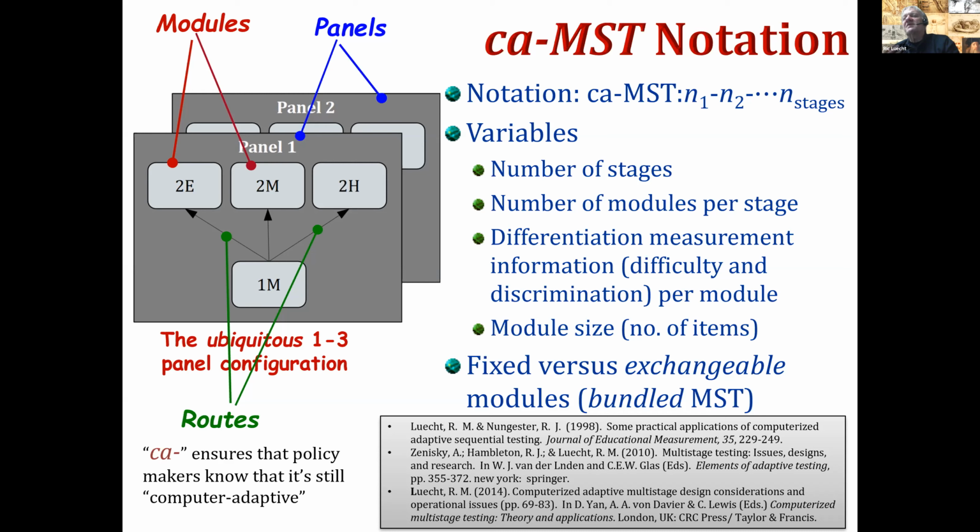Many groups have opted for this simple 1-3 design that you see there, and each module is made up of some number of items, and you route from the easy, medium, and hard at the second stage. Then, as April mentioned, you can go to additional stages. You can also have fixed panels, where all the panels, routes, and items are fixed to that panel as a data object, and it becomes a self-adaptive unit. Or you can have what we call bundled MST, where you create a panel with slots in it and pick the modules in real time to give you a little more randomization.